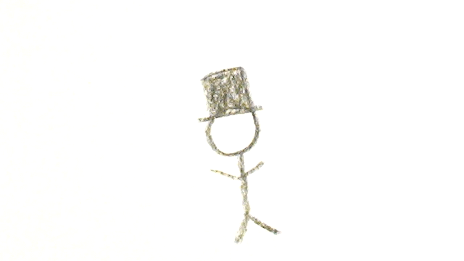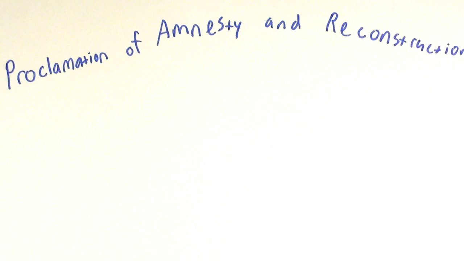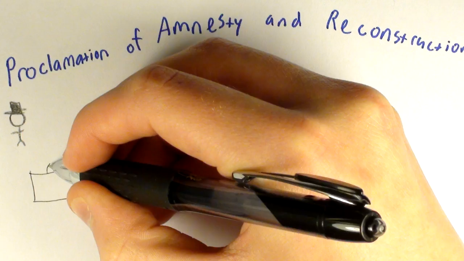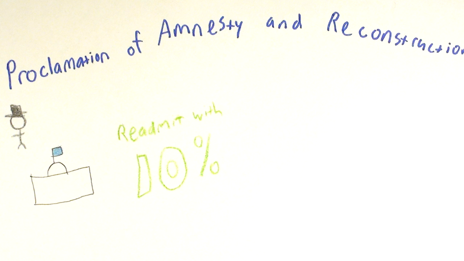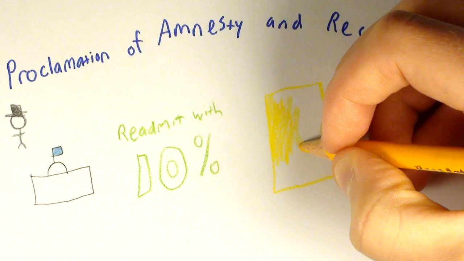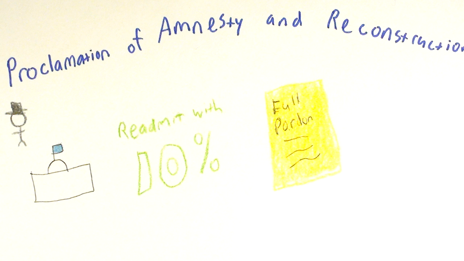Before his untimely death, Abraham Lincoln had released the Proclamation of Amnesty and Reconstruction. Step 1 was to re-establish state governments. Step 2 was to readmit the state after 10% of the voting population swore an oath of allegiance to the United States. And Step 3 was to grant pardons to any ex-Confederate who took that oath.